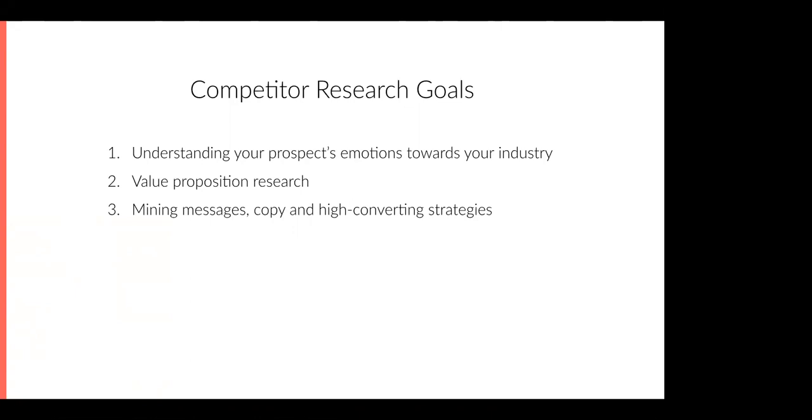And instead of staring at that blank screen and trying to figure out what you're going to write, you actually find a lot of content, a lot of copy and messages that you can use on landing pages, websites, emails, ads, and more. So let's talk a bit about what this kind of research looks like. So the first step is actually, to get started, you need to choose 5 of your top competitors.